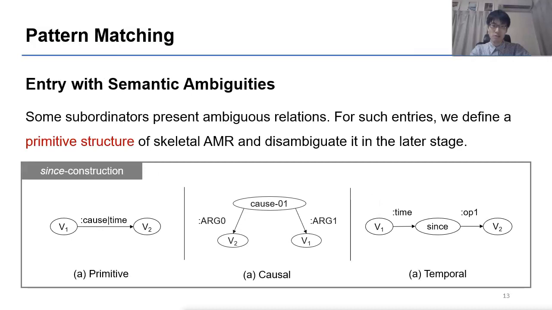Some subordinators could present ambiguous relations. For such entries, rather than just enumerating entries for each causal or temporal relation, we define a primitive structure of skeletal AMR and disambiguate it in the later stage. It's more practical for our naive matching approach, since it minimizes the size of our pattern dictionary.